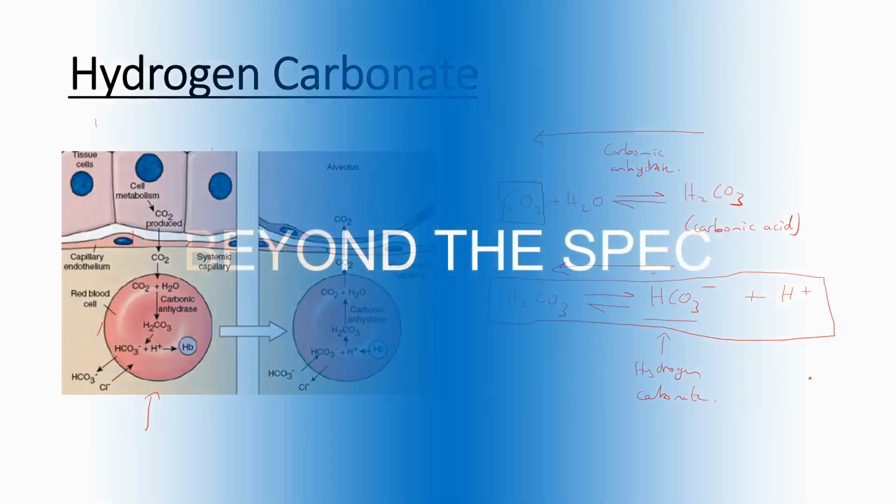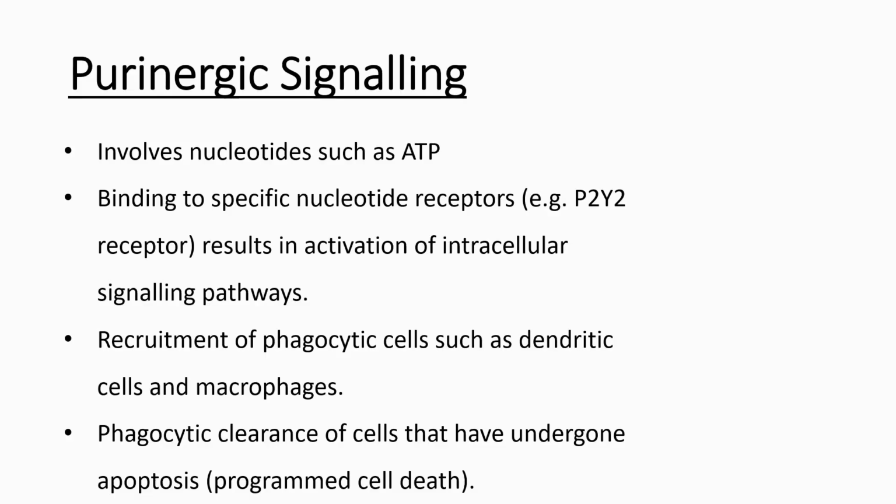Let's go beyond the spec. So I want to talk to you about something called purinergic signaling. And this involves nucleotides such as ATP, or adenosine triphosphate. Now, some cells, including immune cells, contain what we call the P2Y2 receptor on the plasma membrane. This will bind to specific nucleotides. For example, P2Y2 will be bound by ATP.